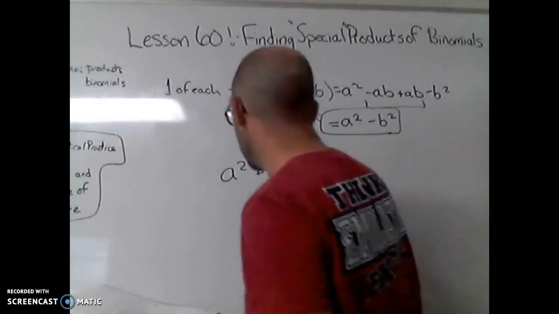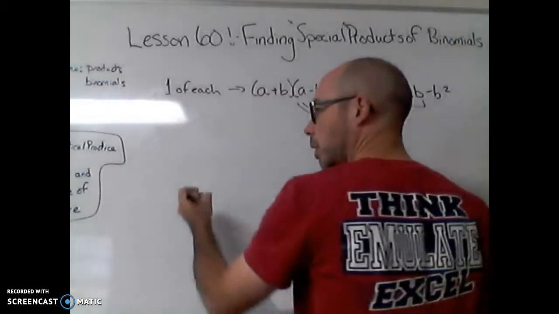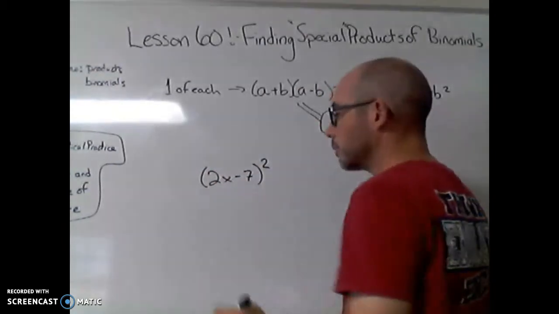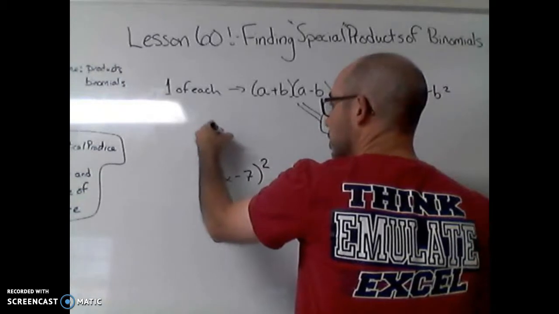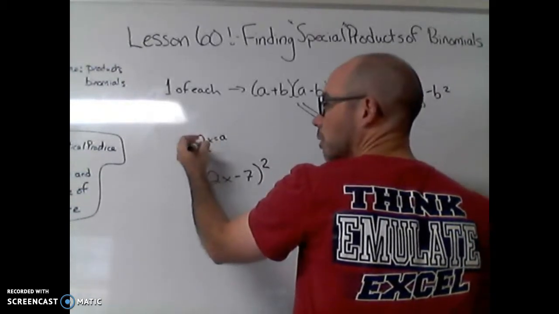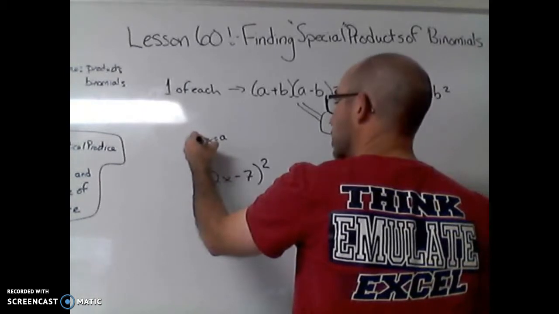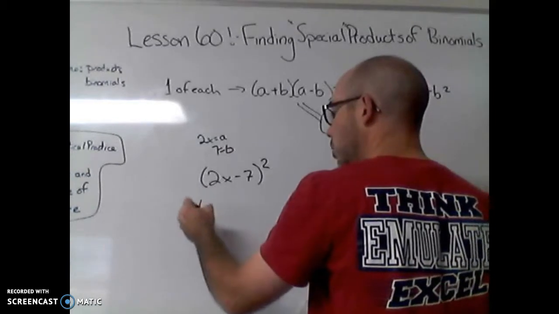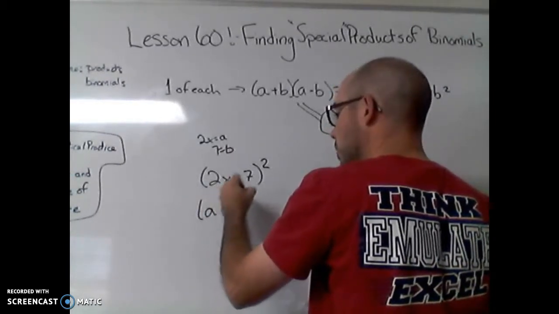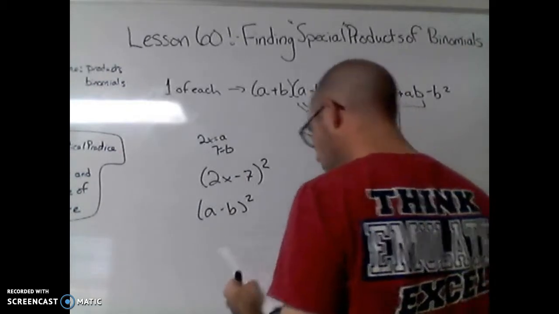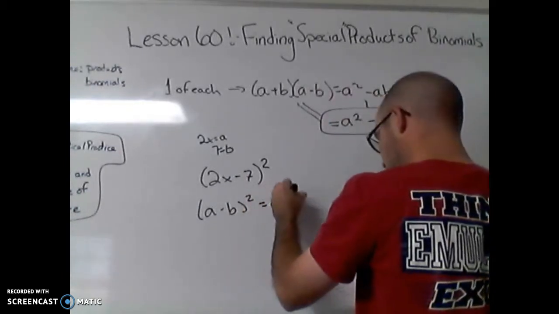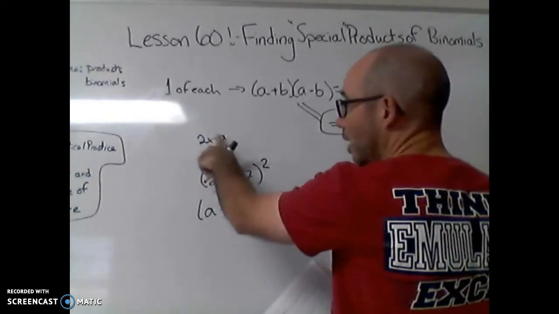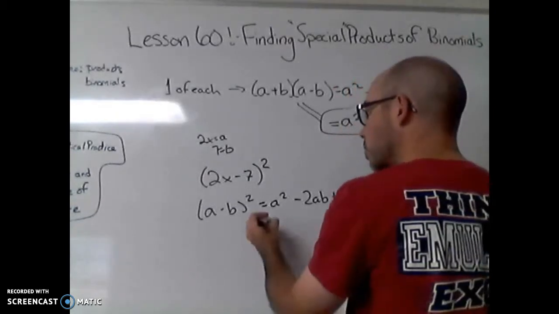Now, I'll make one that's a little bit more complicated for my second one, and that would be (2x minus 7) squared. Now, that means that 2x is the first thing, and 7 is the second thing, and we'll use the pattern (a minus b) squared. So (a minus b) squared was a squared minus 2ab plus b squared. Since I know what I want a and b to be, I can just plug those in.